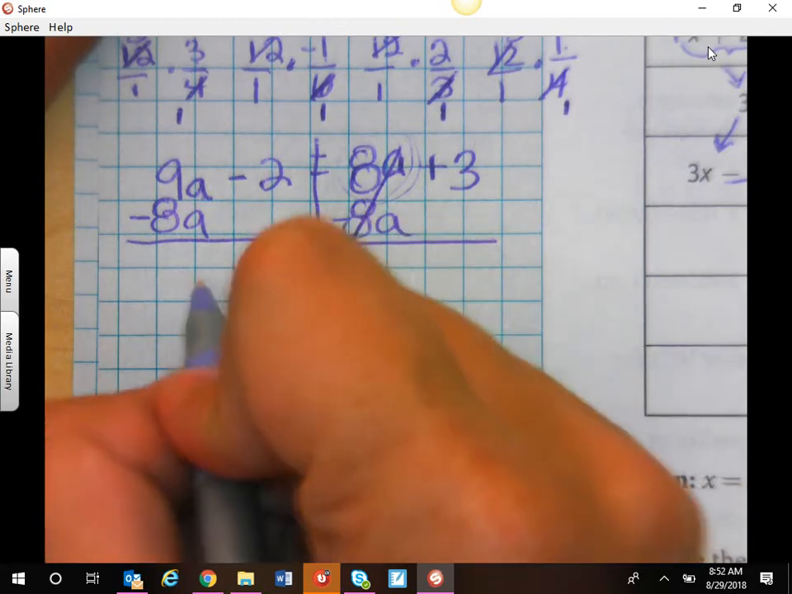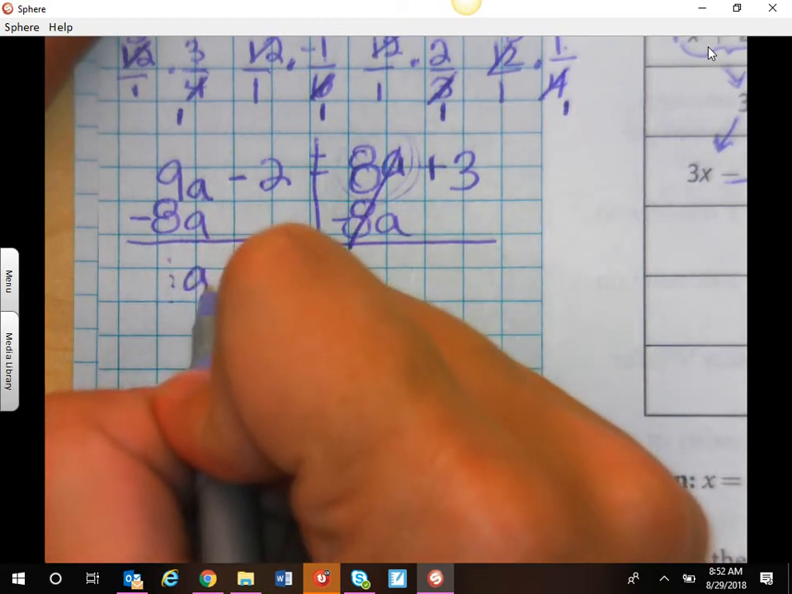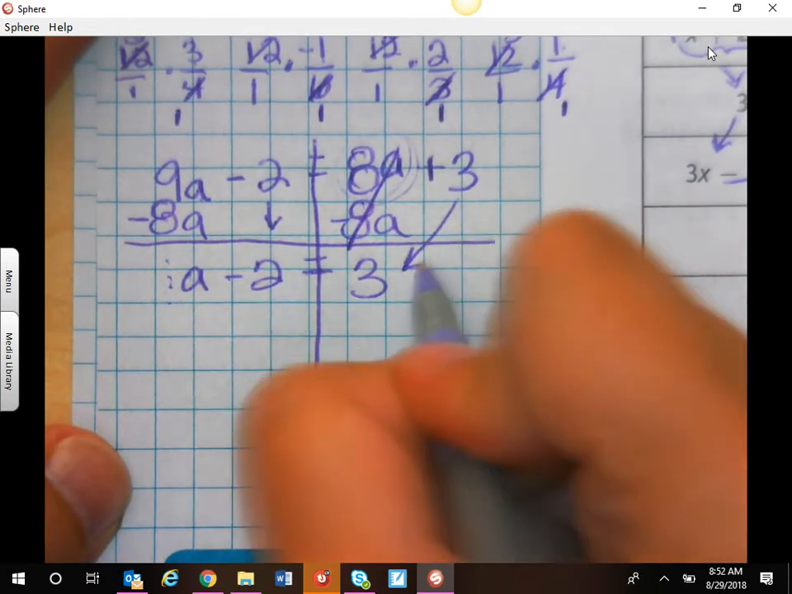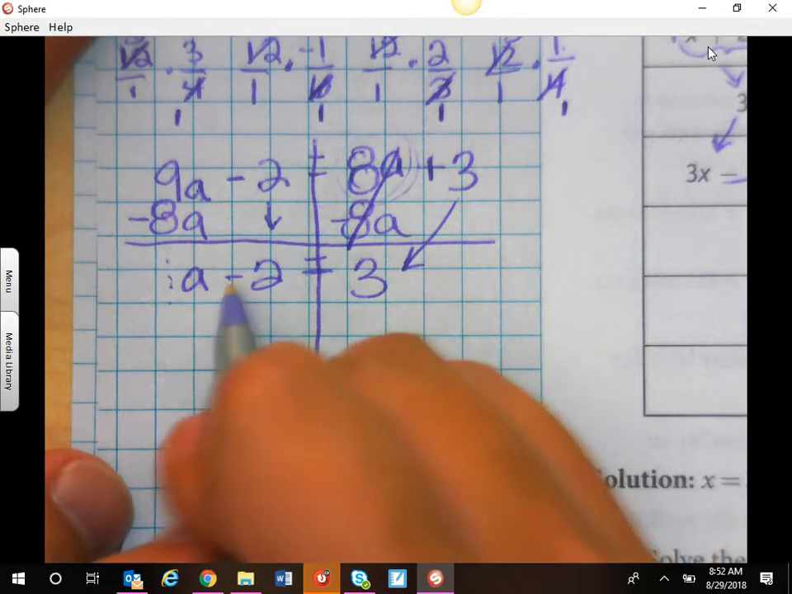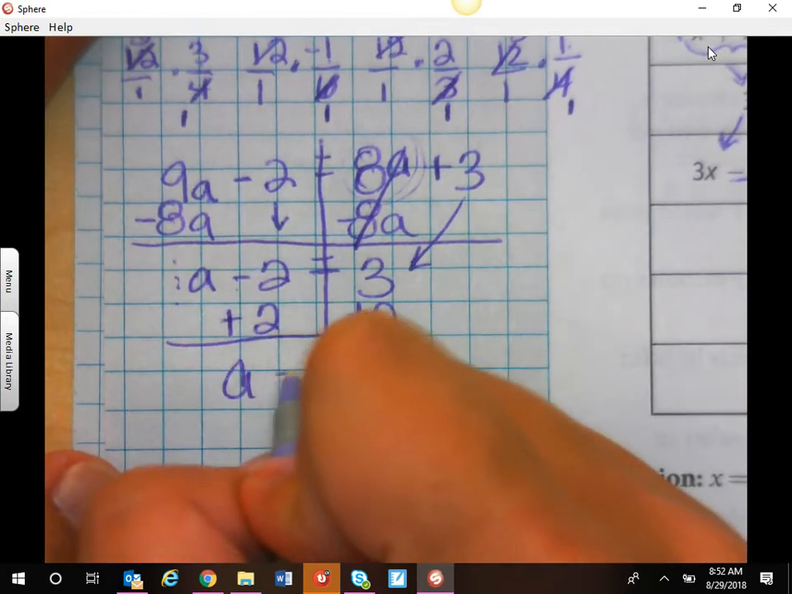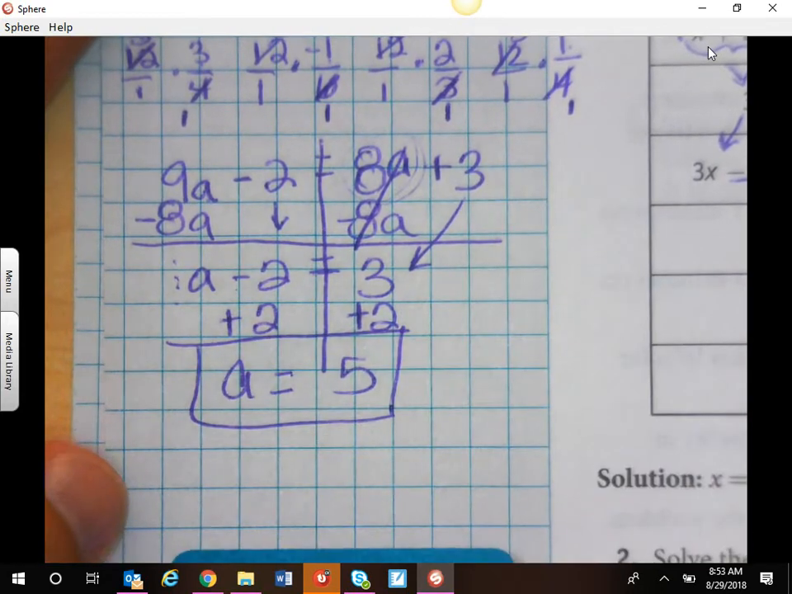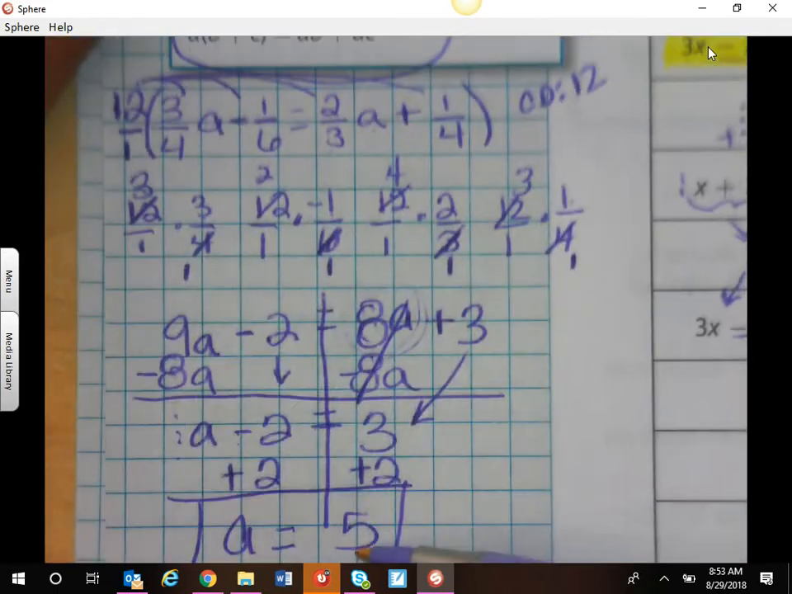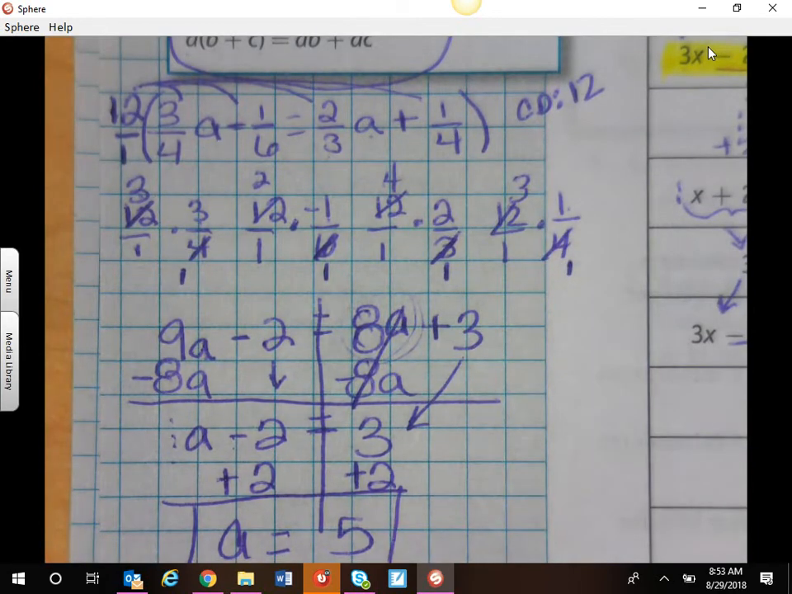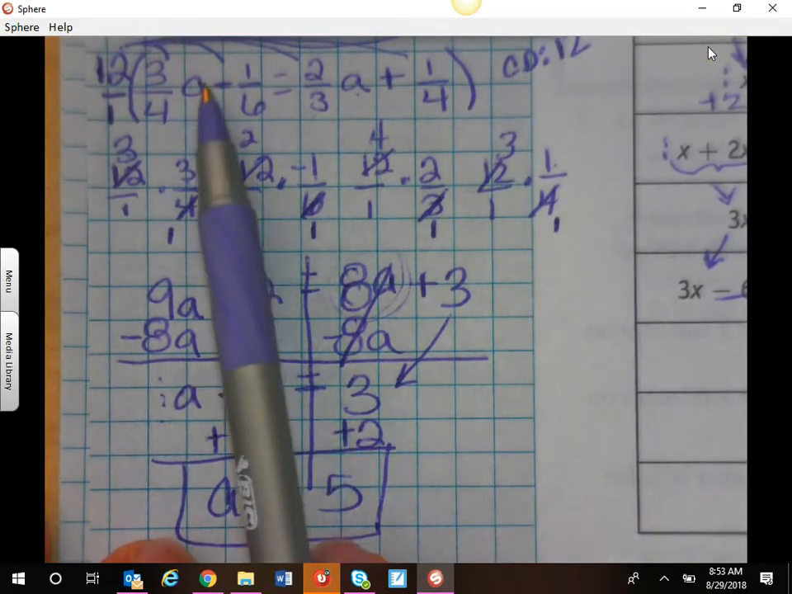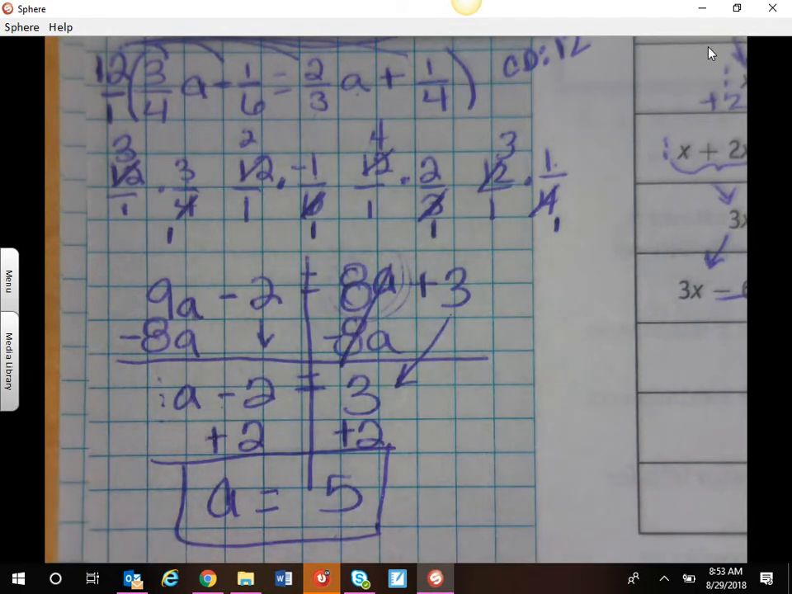9A minus 8A. You can write the 1 if you want, or just A. Bring down your 2. Bring down your 3. Now I'm just doing my inverse of subtraction. So I'm going to add 2 to both sides. A equals 5. And I'm finished. And we can always go back and check it. We can check it by plugging it back into the original. But A is 5. That means 5 is the solution because it makes both sides of the equation true.